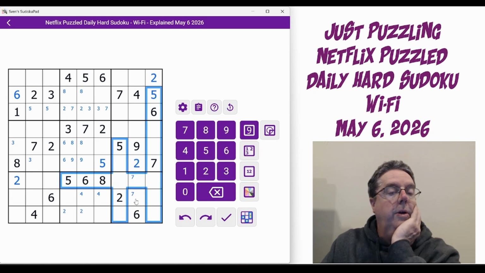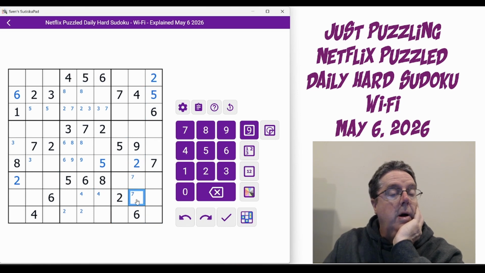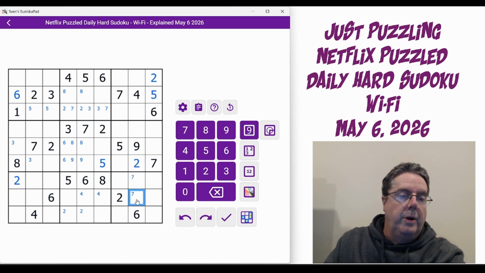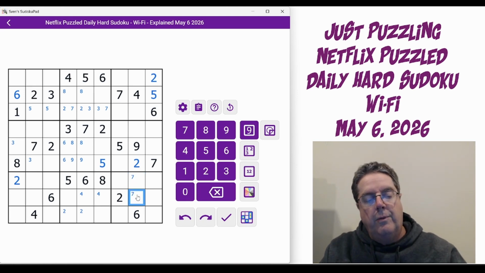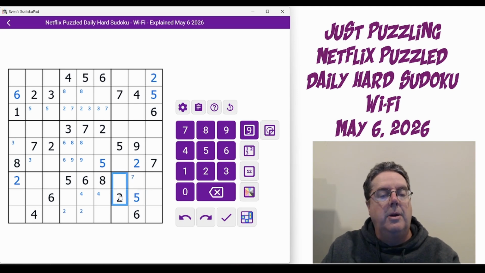Now, what you can see here is that's the gap for the 5. What I can also see is that is going to override one of my notes for the 7. In this box, because I'm only doing pairs, I've got two 7s. Once I've overridden that with a 5, I now in this box have only one 7. So I know that that's a 7 there without any more checking.